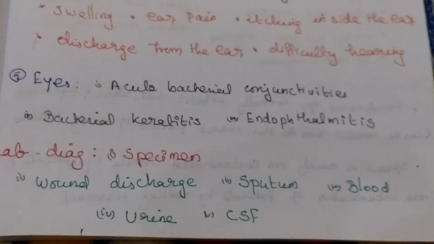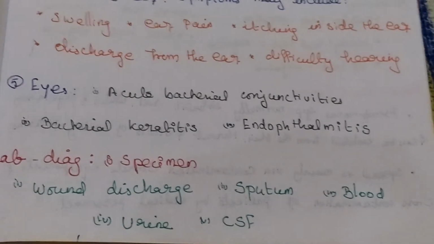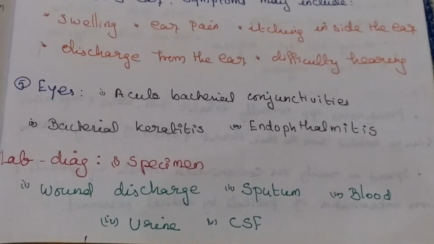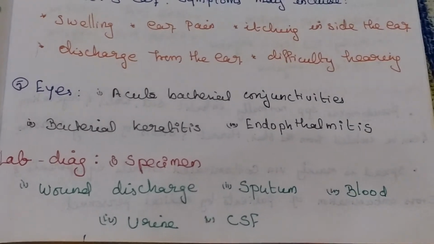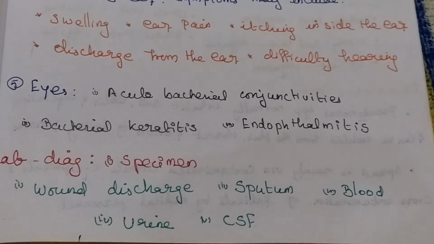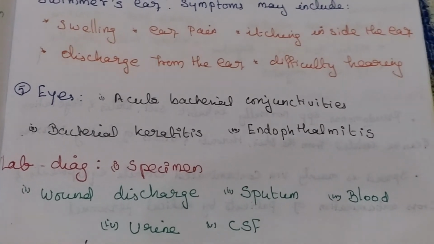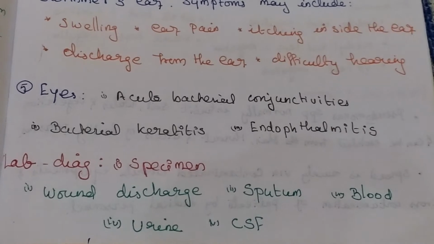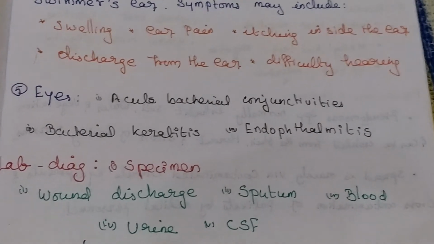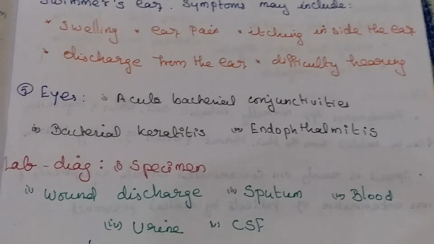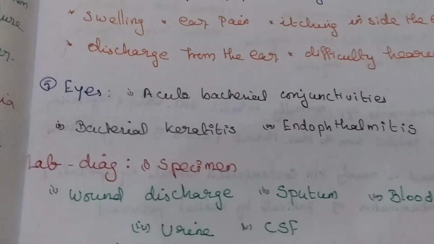Then laboratory diagnosis. What specimens will we collect based on the site of infection? We will collect wound discharge, sputum, blood, urine and CSF. Based on the site we will collect the sample.